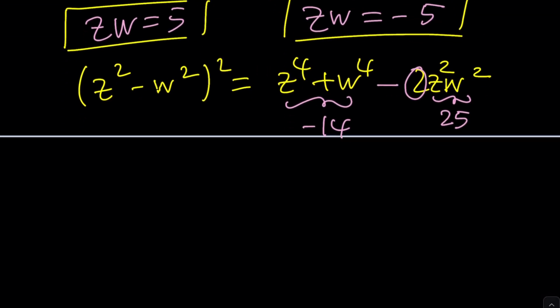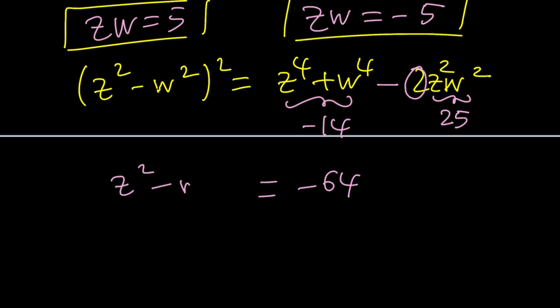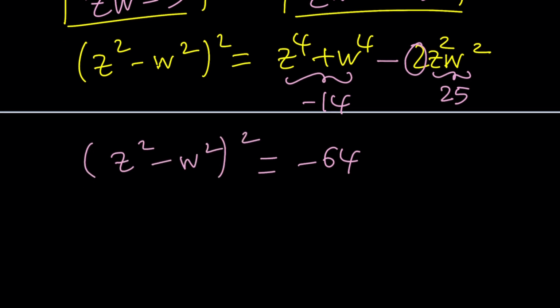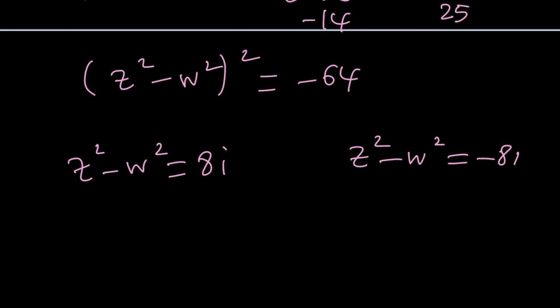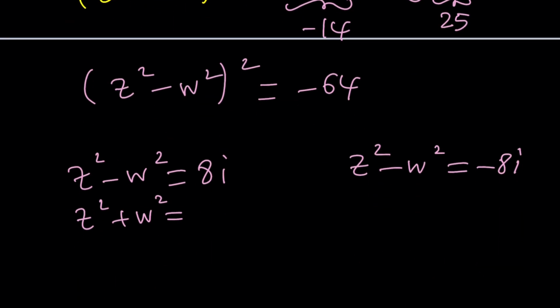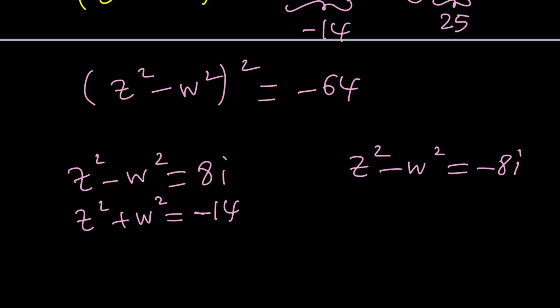Now, we have negative 14 minus 50, which is negative 64. Awesome. That's still a perfect square, and that's just perfect. Now, we can go ahead and square root both sides, and that's going to give us imaginary numbers, either 8i or negative 8i. And of course, along with the other equation, this is going to make more sense, because remember, z squared plus w squared was negative 14, right? Now we can do the following.